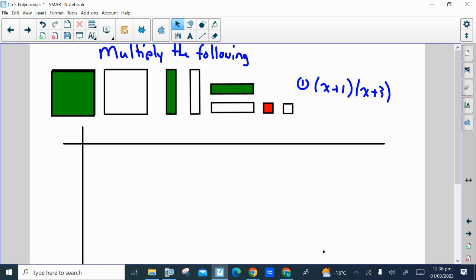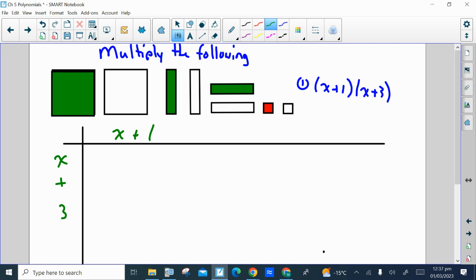So this first example, it says multiply the following. The first one is x plus 1 times x plus 3. Those are two factors. Remember, factors are things that multiply together. So these actually are two factors. x plus 1 is the first factor, x plus 3 is the second. And you might remember in Math 9, you were introduced to algetiles. So if you want to multiply x plus 1, I'll put that on the top, by x plus 3, I'll put that on the side. Okay?